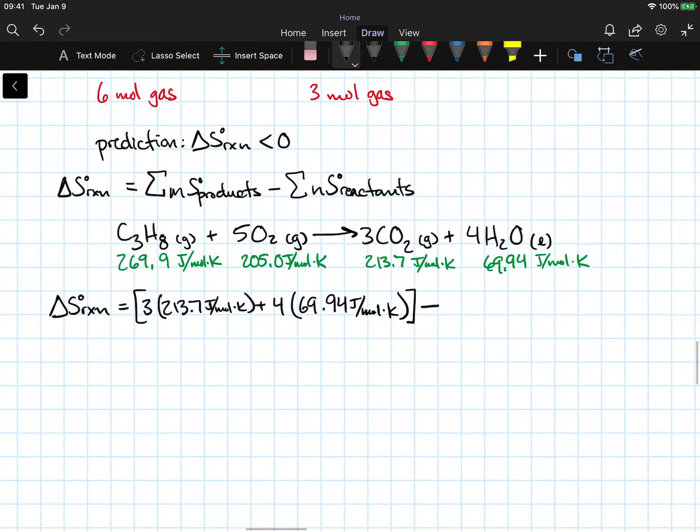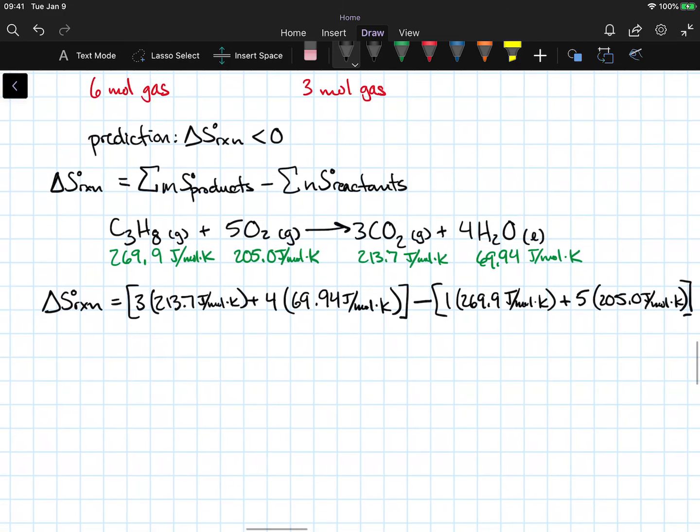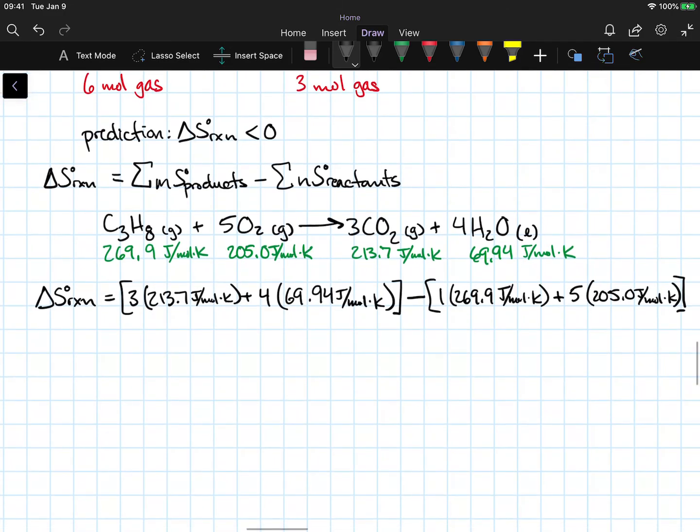So now we're going to do the same thing for the reactants. So minus the reactants, we had 1 mole of the propane times its standard molar entropy of 269.9 joules per mole Kelvin, plus the 5 moles of oxygen at 205.0 joules per mole Kelvin. And so now simply all we're going to do is just crunch those numbers.